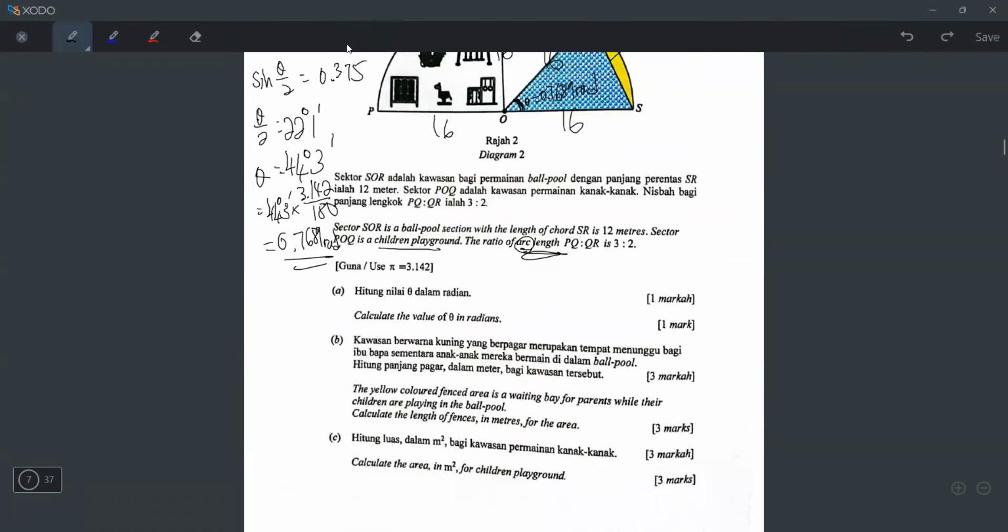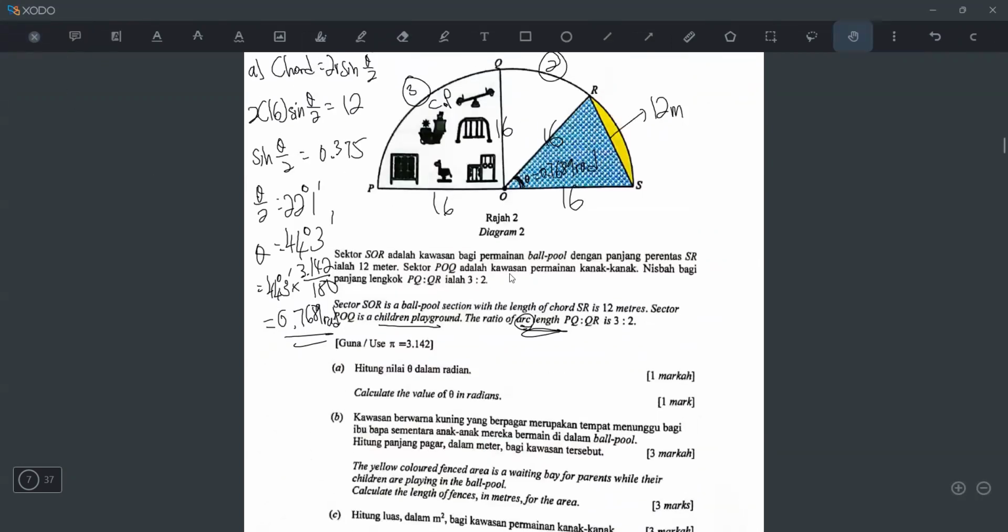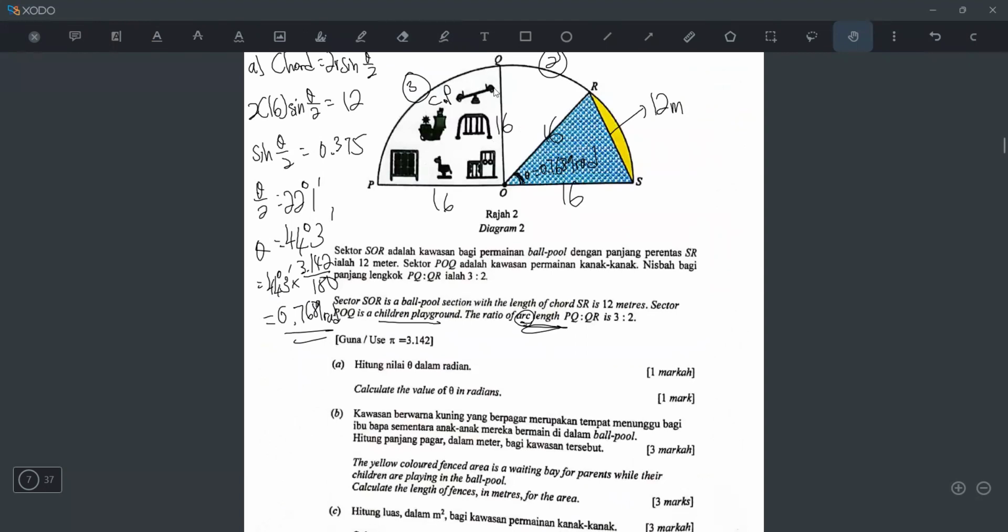Let's go to B. B is what? The yellow colored fence area is a waiting bay for parents. Where is the yellow fence area? So they are talking about here, the yellow area. This is the waiting bay for parents while their children are playing in the ball pool. So when the children play here, the parents will sit here and wait for them.